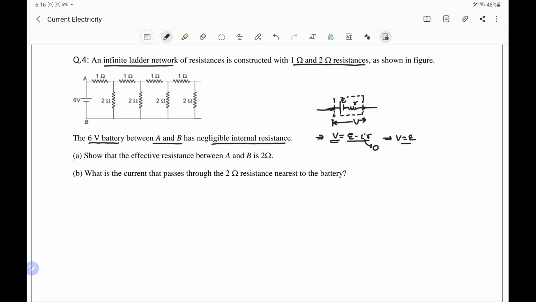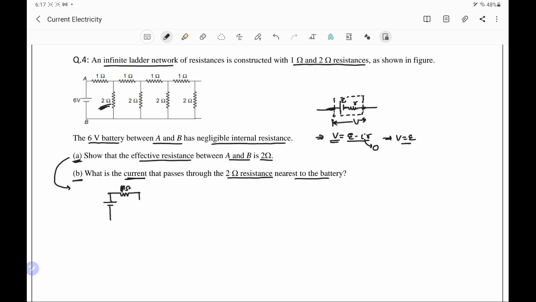Now, in the first part we have to show that the effective resistance between the terminals A and B is 2 ohm, and in the second part we have to find the current which passes through the 2 ohm resistance nearest to the battery. That means this is the 2 ohm resistance nearest to the battery, and we have to find the current in this resistance.